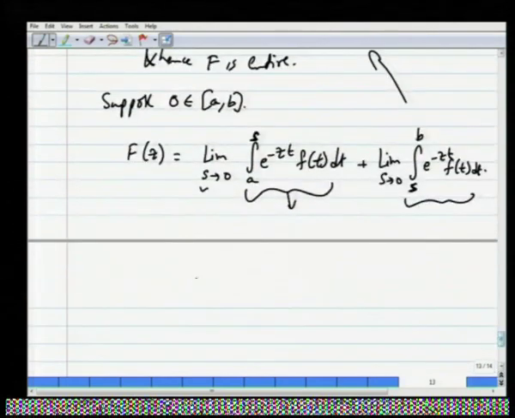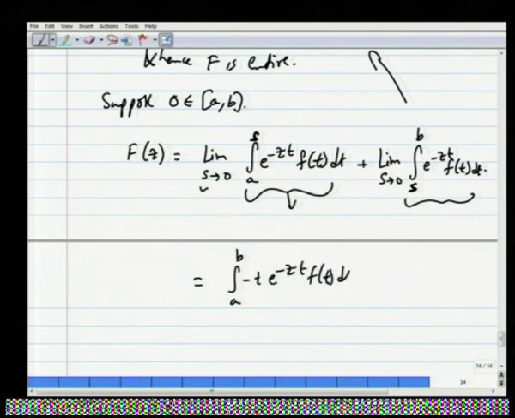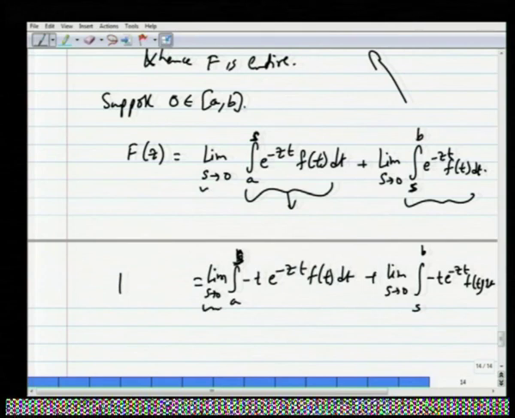Okay. So, what I mean is this is independently the integration from a to b of minus t e power minus z t f of t dt, limit as, sorry, a to s, I apologize, limit a to s goes to 0, plus limit as s goes to 0 of the integration from s to b of minus t e power minus z t f of t dt. Okay. So, we will delay those limits.